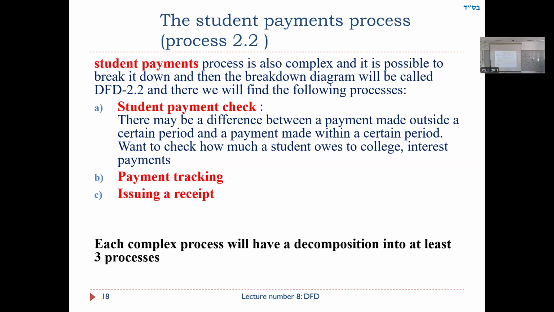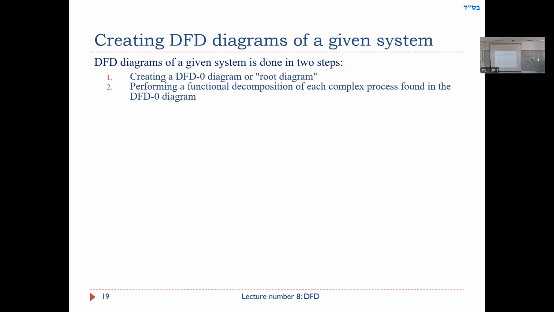Okay, so we saw that these things can be broken down. Each complex process will have a decomposition into at least 3 processes. In other words, if it's just 2 processes, then better to just extend the name, because then it's really simple. It has to be at least 2 subdivisions for each complex process.